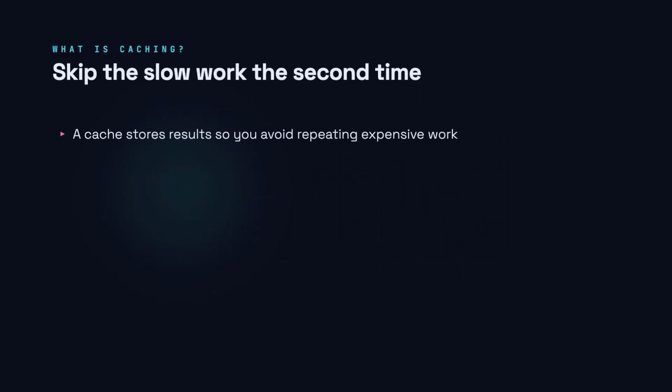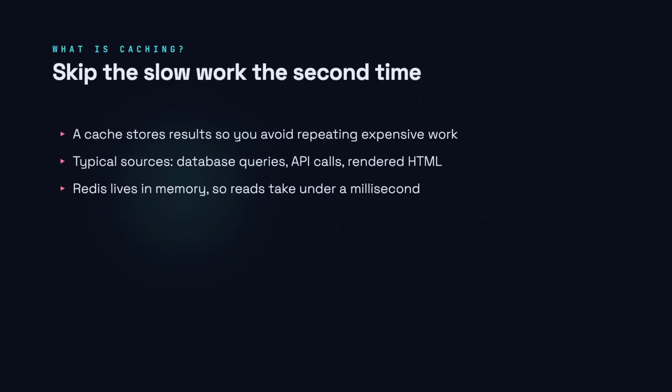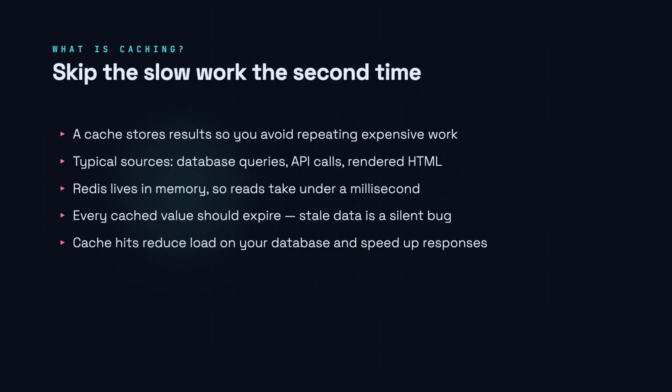A cache sits in front of a slow data source. The first request does the hard work and saves the result in Redis. Every request after that is served from memory in under a millisecond.